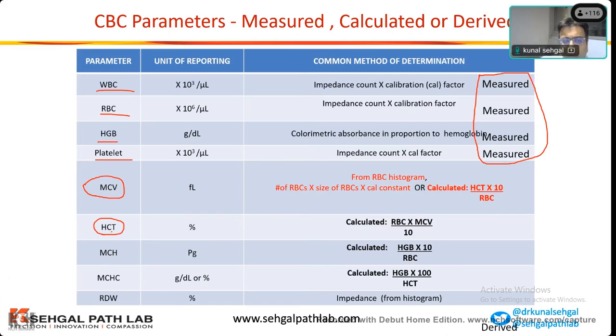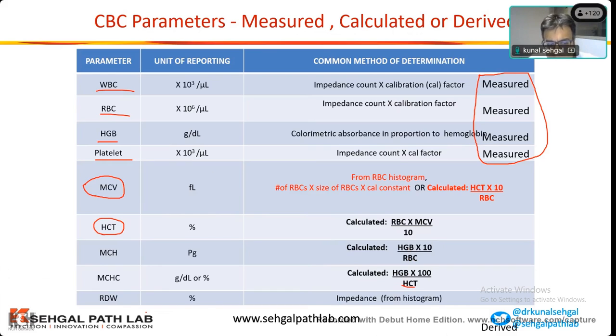Or if you have the hematocrit which is measured, which is nothing but the packed cell volume, the packed cell volume divided by the number of RBC will give you the mean corpuscular volume. So for the others, there are formulas. For example, MCH will be hemoglobin upon RBC. MCHC will be dependent on hemoglobin and hematocrit, which is nothing but dependent on the RBC and the MCV.